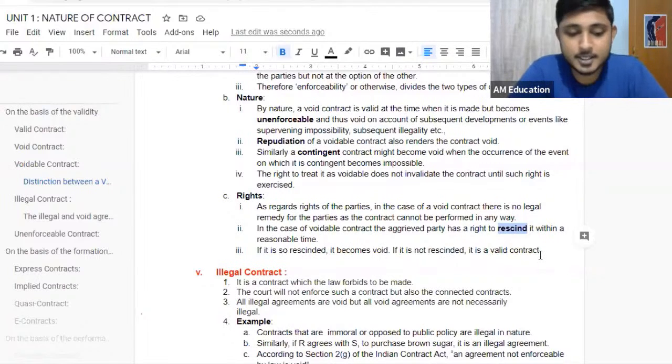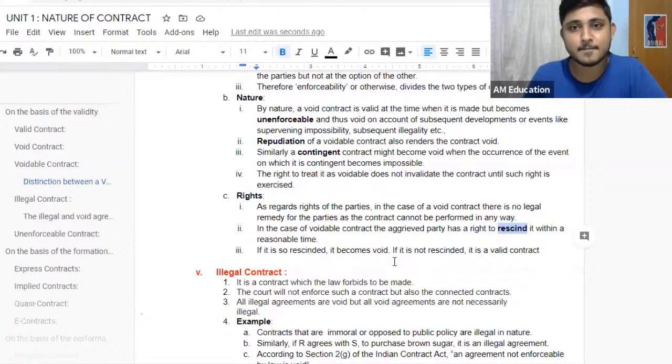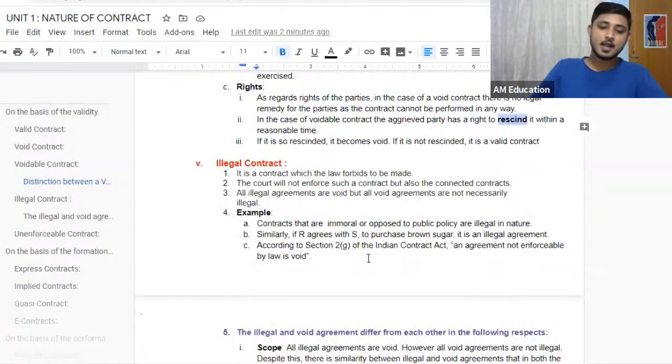So, to distinguish between a void contract and a voidable contract on the basis of rights, the parties of the void contract do not have any rights at all because there's no remedy for anything, right? But for the party of a voidable contract, yes, there is a right to cancel or rescind the contract, but it should be within a reasonable time. It's not like you came into the contract 34 years ago and now you are rescinding the contract, right? So if it is rescinded, it becomes void. If it is not rescinded, it becomes valid. What will become valid? Voidable contract. Yep.